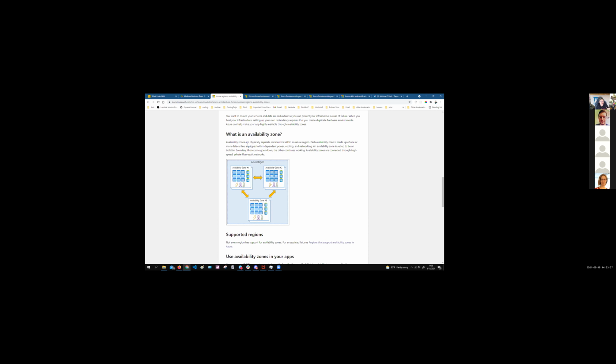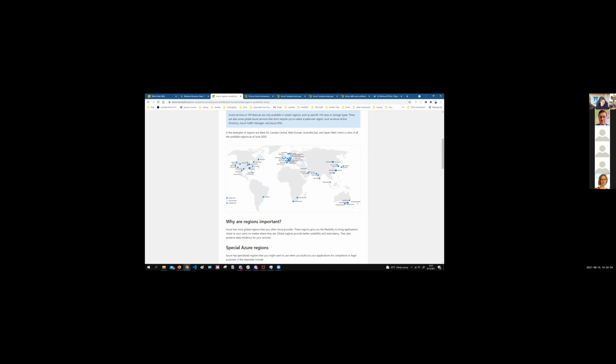Not every region is going to have these availability zones, but most of them will. The bigger regions obviously will have more zones within them. Brazil probably only has maybe the 3 availability zones, for example, as opposed to, say, North Central US that probably has like 100 zones because it's a popular one, for example.